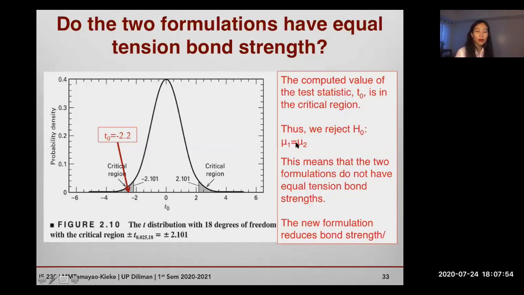And our H0, remember, is mu1 is equal to mu2. So this means that the two formulations do not have equal tension bond strengths. And since it's on the left, the new formulation actually reduces bond strength. Remember, mu1 is the mean of the modified formulation. Since our test statistic has a negative value, that means that the difference between mu1 and mu2 is actually negative, which means that our second mean is higher.